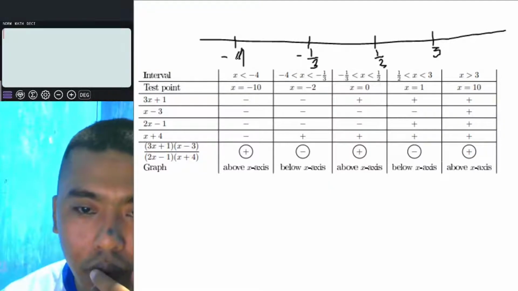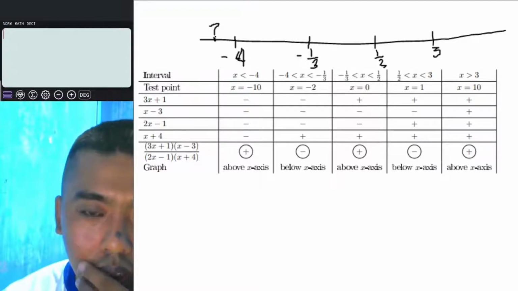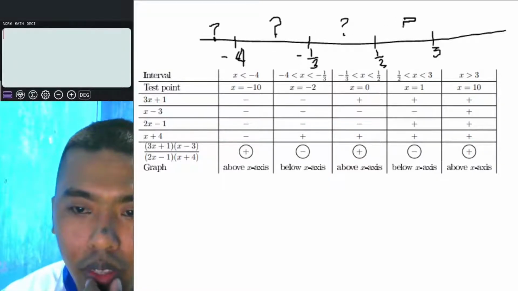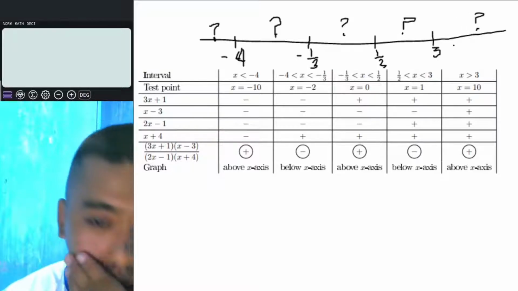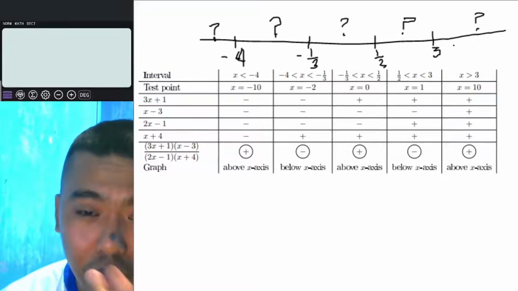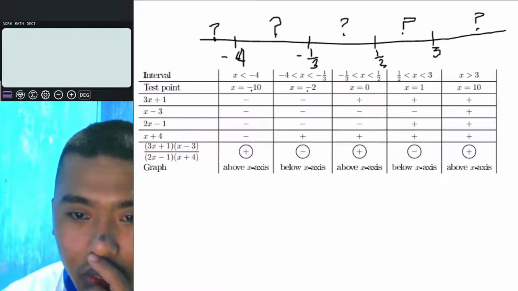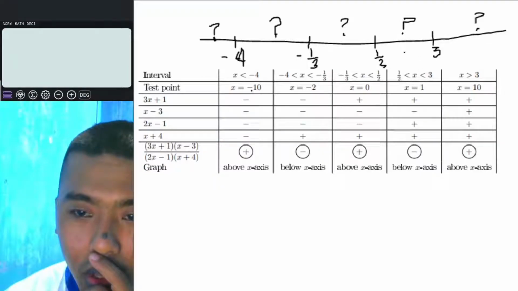So what we're going to check is all the numbers less than negative 4, the numbers in between negative 4 and negative 1/3, the numbers in between negative 1/3 and 1/2, in between 1/2 and 3, and all the numbers greater than 3. So we're going to check 5 numbers as our test points. Here we decided to put negative 10. On this side we decided negative 2. Here in the center we decided to put 0. Here positive 1, that's in between the 1/2 and 3. Now you can choose any number as long as it's in between. Okay, here is positive 10.